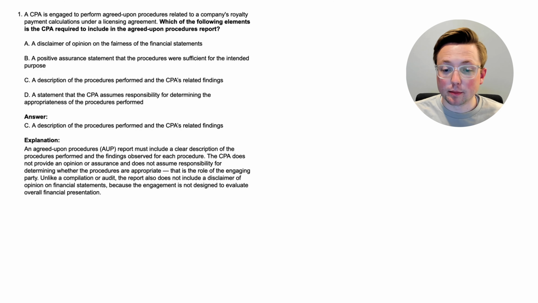But an agreed upon procedures report basically has to have a clear description saying what they did, what the findings were, that they aren't giving an opinion or assurance. And so it's not going to have like a disclaimer of opinion or anything like that. So those are some of the things that are required, some of the elements of an agreed upon procedures report. Now let's go to the next question.